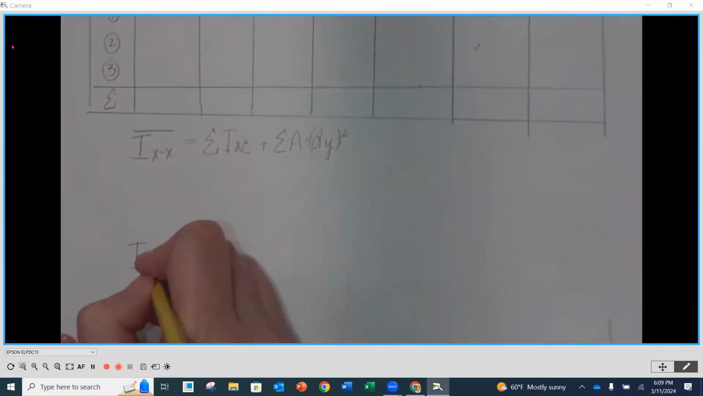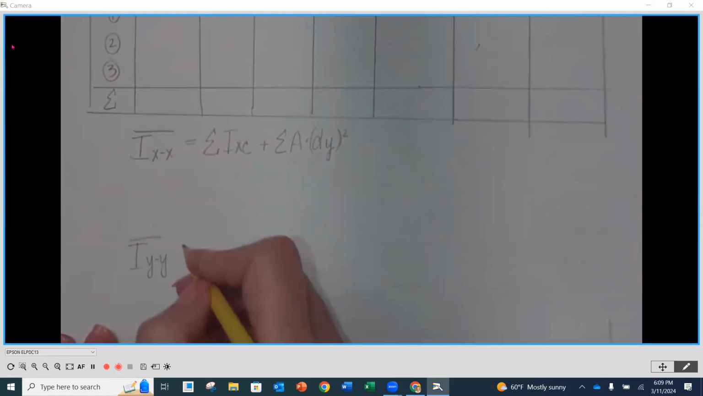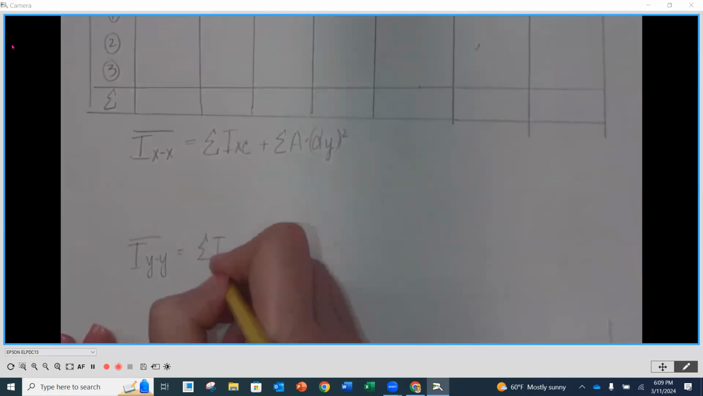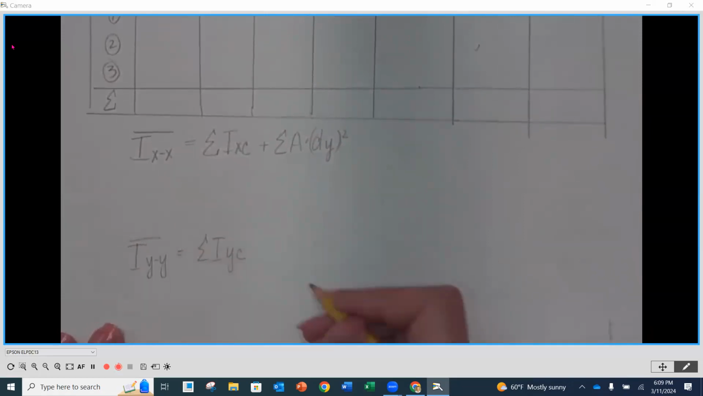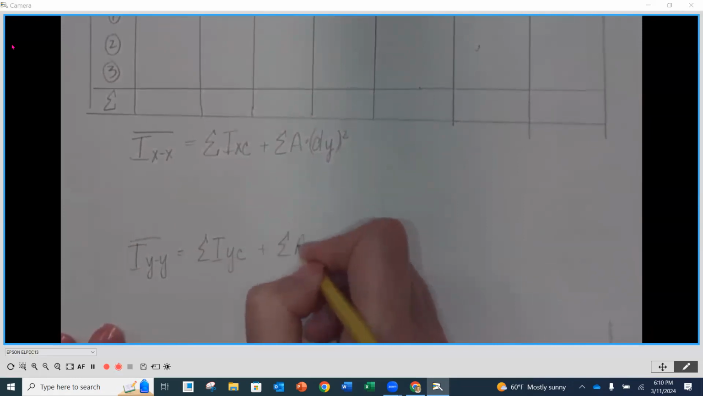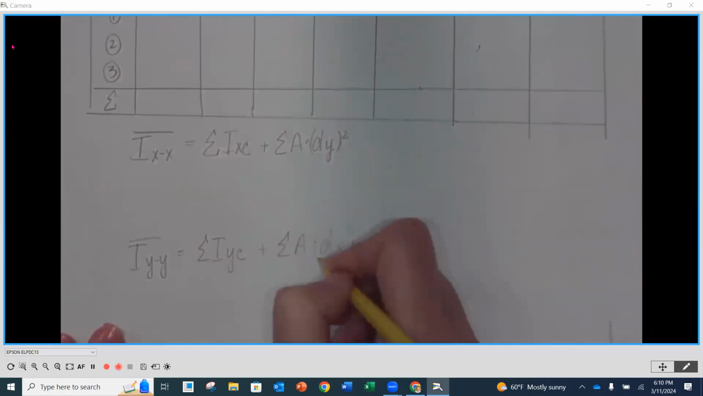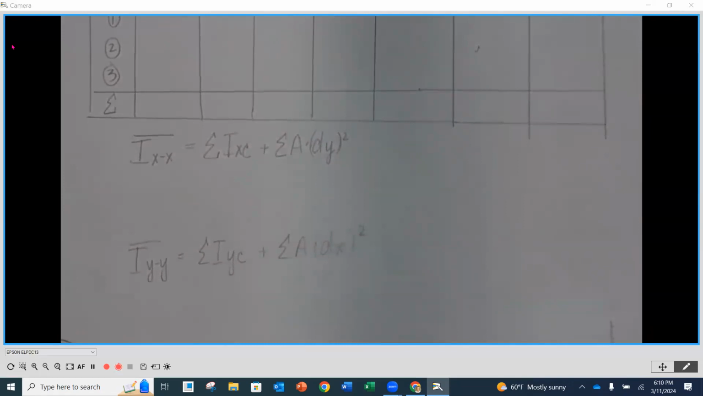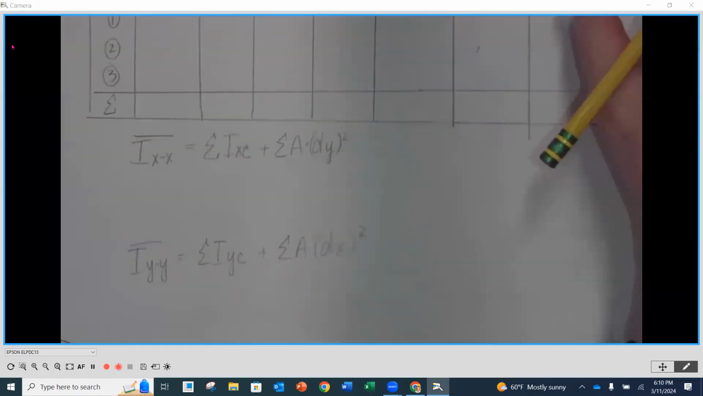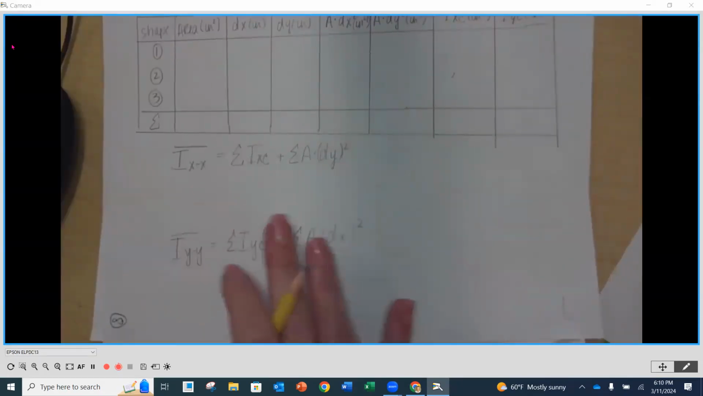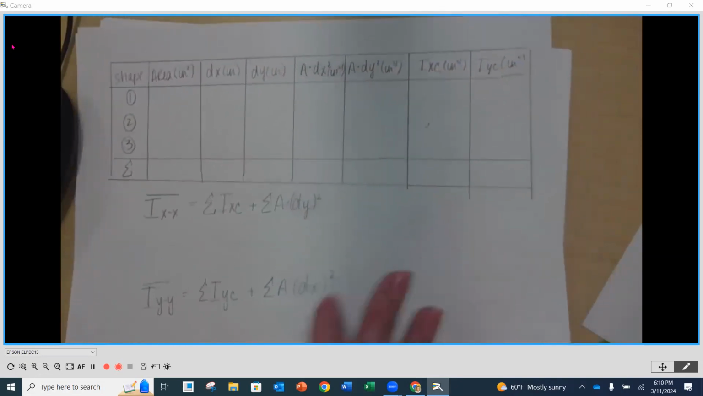And my IYY total is going to be equal to the summation of the IYCs plus the summation of the A times the DX squared. Okay, so this is like our end. And that's why I wanted to go back up here.